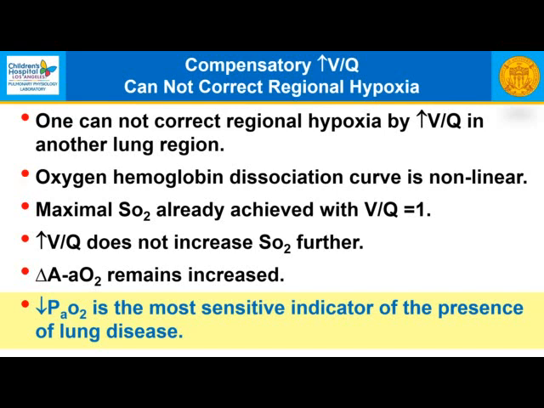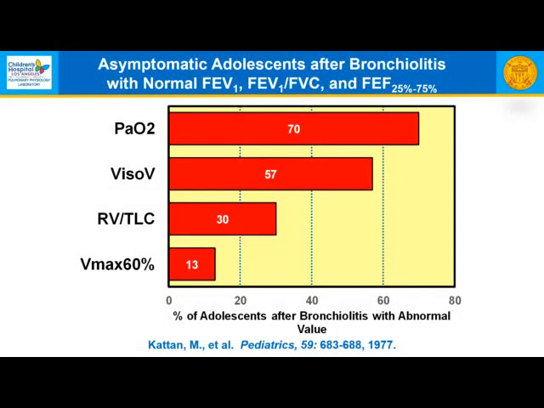Hypoxia still persists. This is just an example of a study of adolescents who had bronchiolitis in infancy. They were studied at about age 10, 11, when most of lung development is complete. And you can see that they did have some lung function abnormalities, but the most common one was a decreased arterial PO2, because it's the most sensitive index of the presence of lung disease, even mild lung disease.